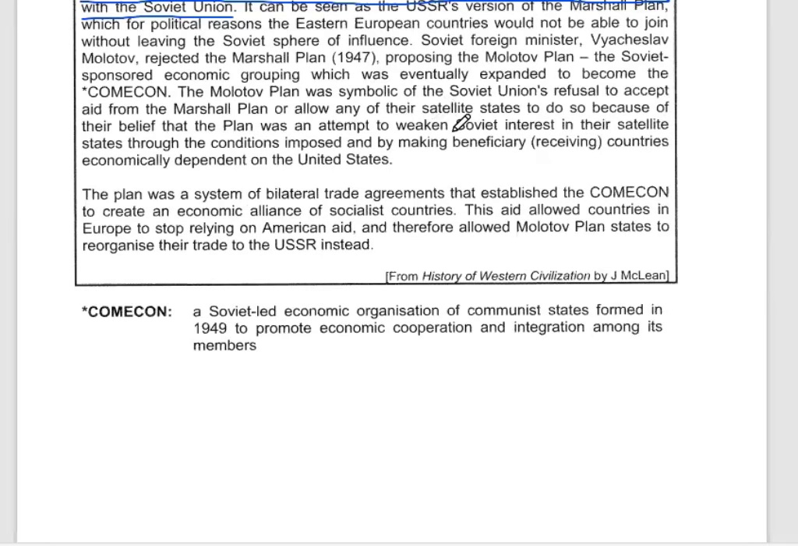The Molotov Plan was symbolic of the Soviet Union's refusal to accept aid from the Marshall Plan or allow any of their satellite states to do so, because of their belief that the Marshall Plan was an attempt to weaken Soviet interests in their satellite states.